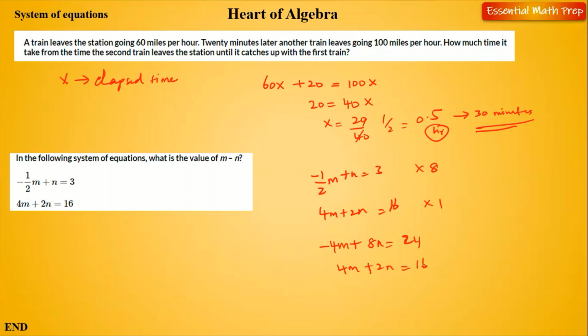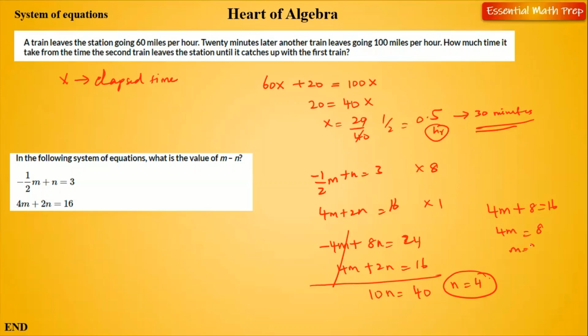In fact, I recommend method 1 for these types of ratio variables because it just makes life so simple. So just cancel this out if you add the two expressions. So 10n equals 40, so n equals 4. So you know n, you still need to find m. So let's use expression 2. So 4m plus 8 equals 16. So 4m equals 8, m equals 2. So m minus n would be 2 minus 4 equals -2. Does that make sense?